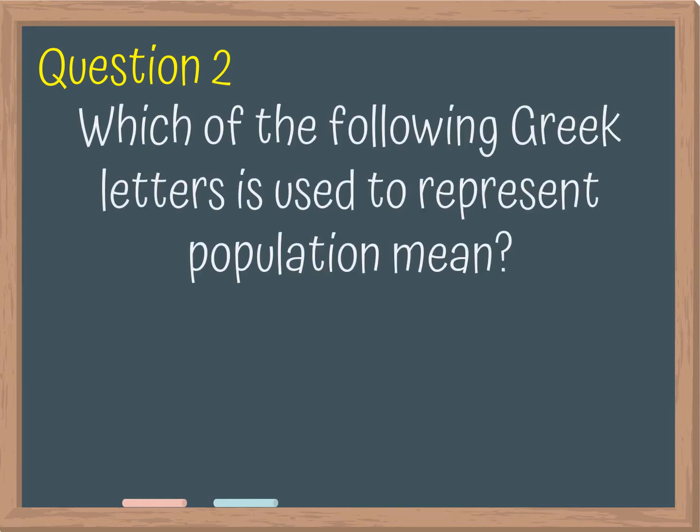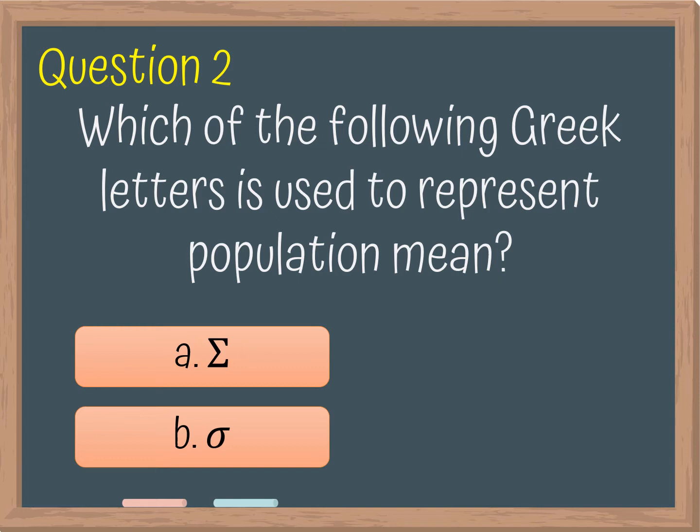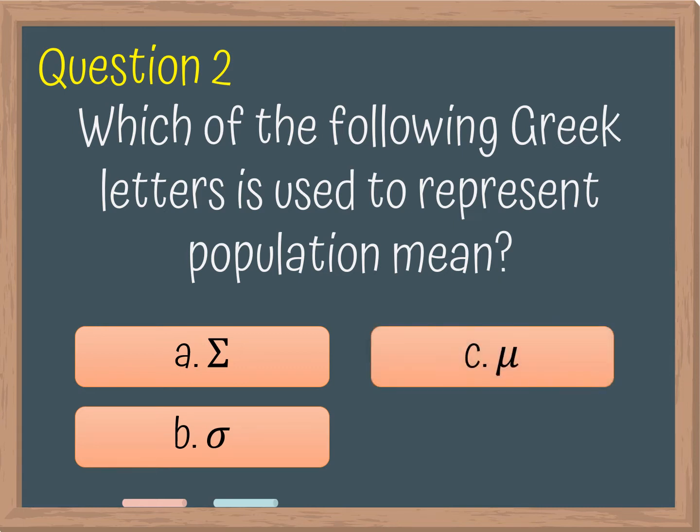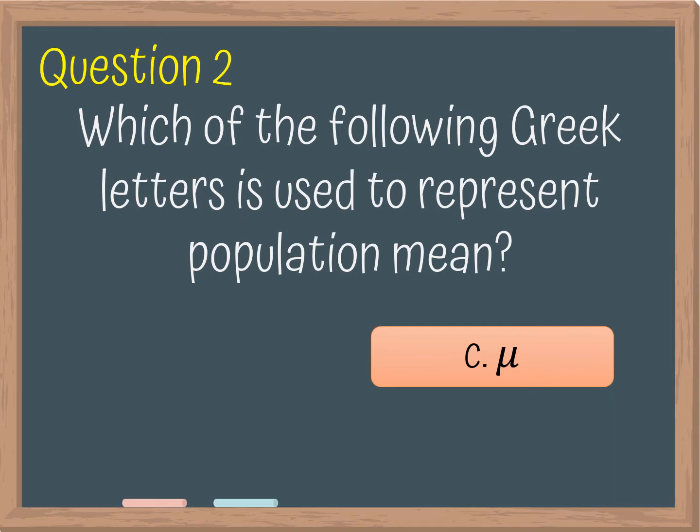Second question. Which of the following Greek letters is used to represent population mean? A. Uppercase sigma. B. Lowercase sigma. C. Mu. Or D. Delta. 5 seconds. Go. Time is up. The correct answer is C. Mu.